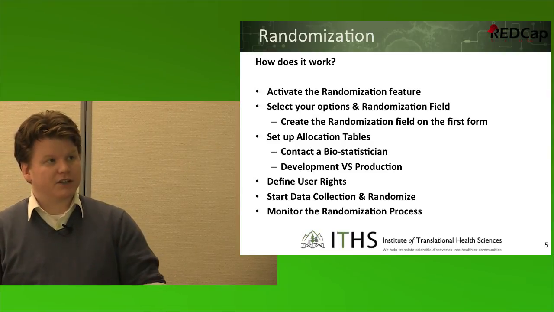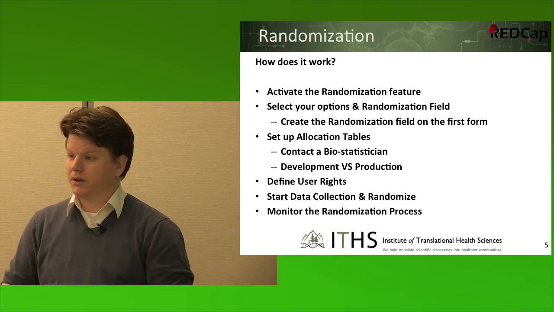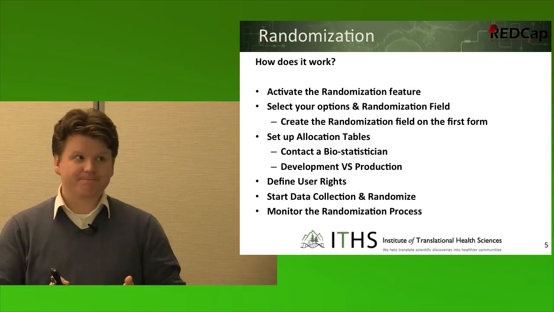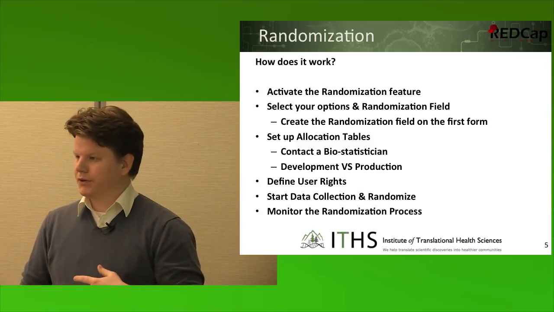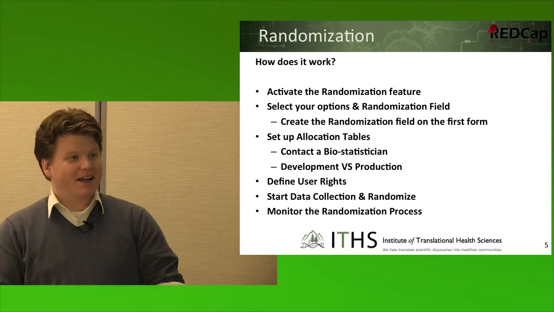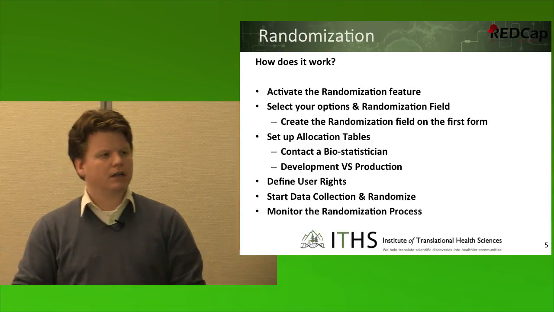Set up the allocation tables. If you have no experience with allocation tables, contact a biostatistician. They do this for a living. They live for that kind of stuff. So do that. You have to set up 2 of them, one for development and one for production. Why that is, I can't tell you. That's just the way they set it up. However, you do have to upload one. You can upload the same one for each one.